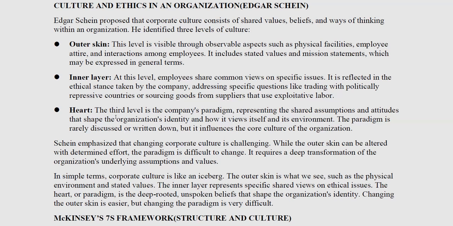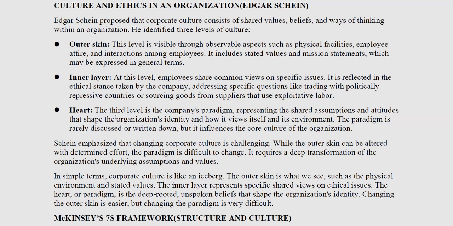But the last one is the heart, which is what? The company's overall paradigm. You see, all the organization culture models always talk about the paradigm, which are the shared assumptions and attitudes that shape the organization's identity and how it views itself and its environment. So the paradigm is rarely discussed or written down, but it influences the core culture of the organization, like we saw with Ron. Also, he's doing everything actually to please him and his family.